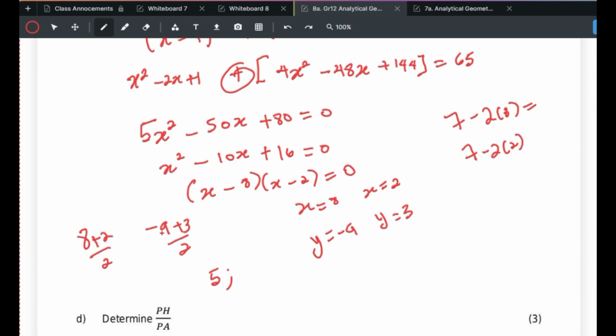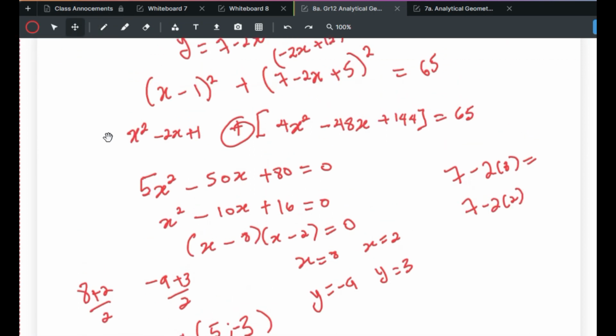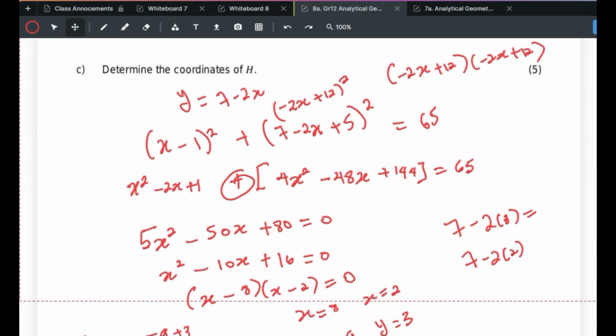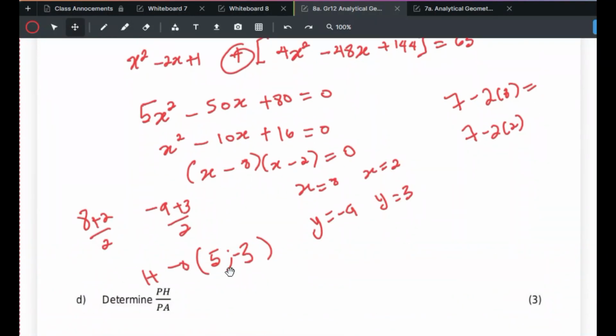Then for this one here it is negative 9 plus 3. That's minus 6, 6 divided by 2. That's 3. Is it minus 3? Yes, minus 3. There we go. And that's 5 marks. So basically doing all this here probably will be like 4 marks. Then this last one here will probably be like 1.